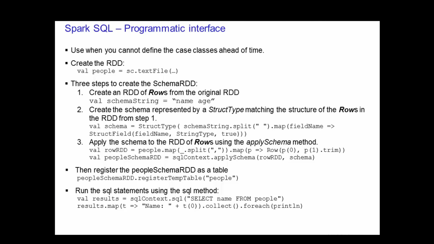Once you have your schema RDD, you register that RDD as a table, and then you run SQL statements against it using the SQL method. The results are returned as the schema RDD, and you can run any normal RDD operation on it. In the example, we select the name from the people table, which is the schema RDD. Then we print it out on the console.